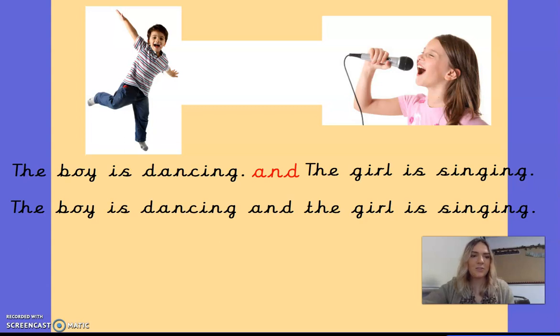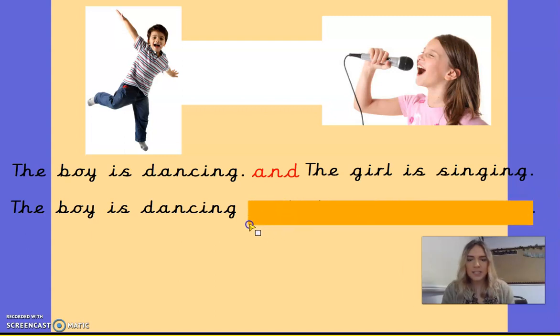So a good way to check if we have done it properly is to cover up each part of our sentence. So what I'm going to do is start by covering the end of my sentence and the word and. And I'm going to read the first part. The boy is dancing. Then you ask yourself, does that make sense as a sentence on its own? Yes, it does. The boy is dancing is a sentence.